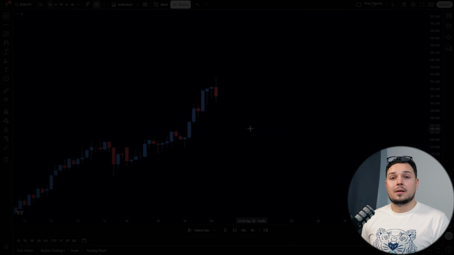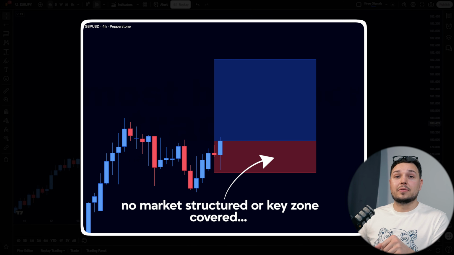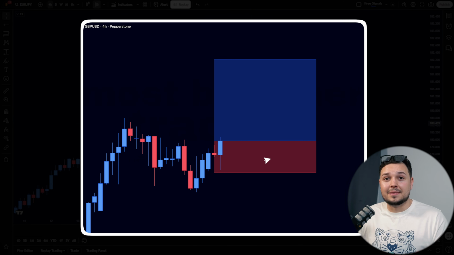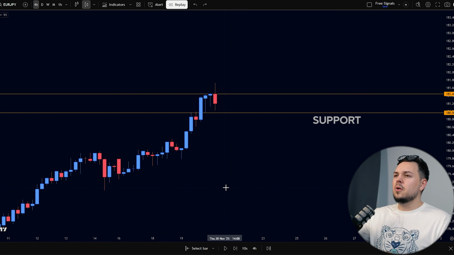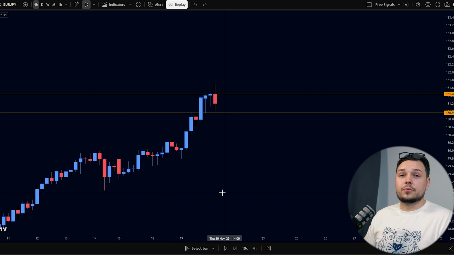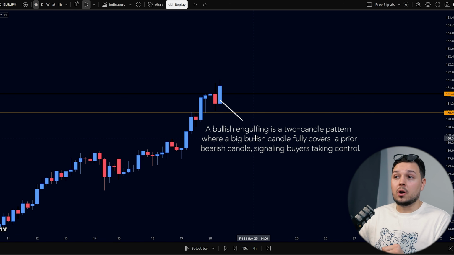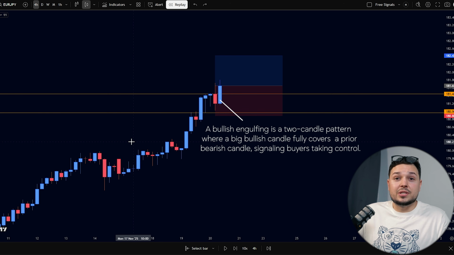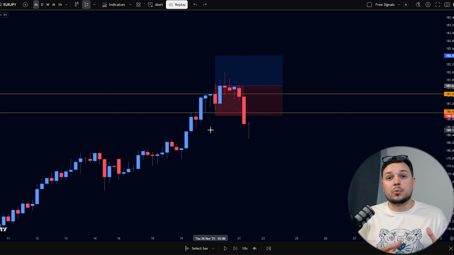So let's get started. Here's the thing, most beginner traders get stopped out because they put their stop loss in the most random and obvious places. Let me show you exactly what I mean. A newbie trader might look at the chart and see this little support and resistance cluster. They then decide they're going to trade the breakout of the cluster. So they see a bullish engulfing candlestick on the charts, which is a breakout, and pretty much a textbook signal to buy. However, unfortunately for them, if they took this trade, the market would have gone against them.